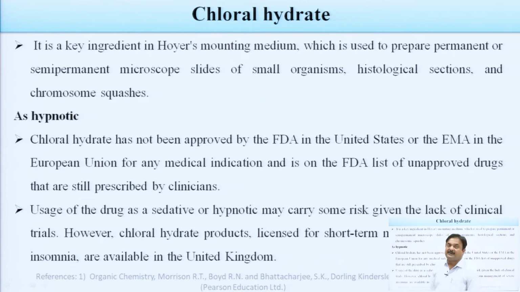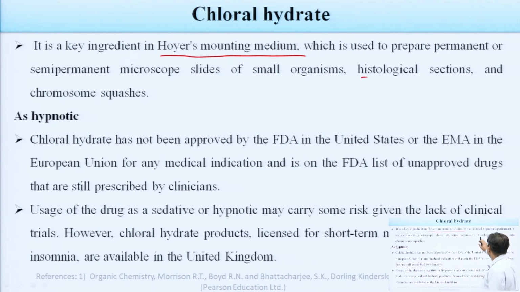Then the next important use of chloral hydrate is as an important ingredient in Hoyer's mounting medium, which is used to prepare permanent or semi-permanent microscope slides of small organisms, histological sections and chromosome sequences. So, if you went to the pharmacognosy lab or botany lab, you have prepared some microscopic slides, and for those slides you used chloral hydrate as an ingredient, as a mounting medium. So, these are the important uses of chloral hydrate.